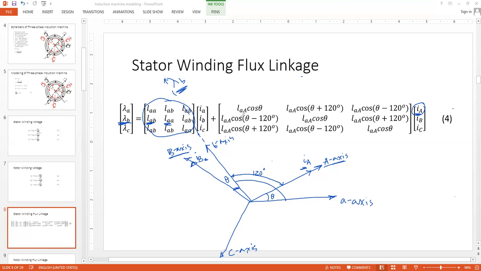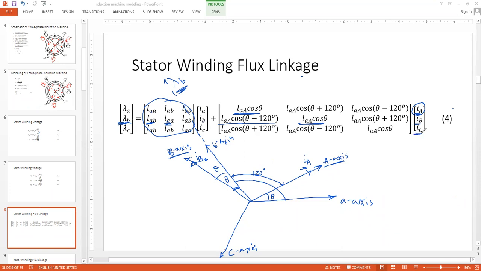120 minus theta. So you get it here. Lambda b and IB is similar to this, cosine theta. So lambda b and IB, this is IB. So this is theta, so this is cosine theta.